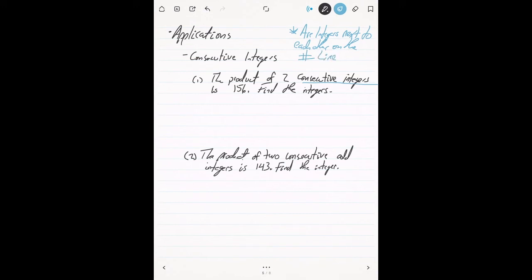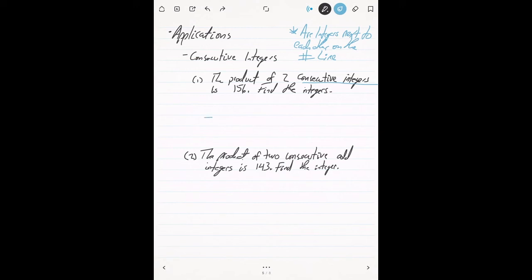So we need to find 2 numbers next to each other on the number line that get us 156. Now that's a fairly small number. We could probably go and just grab a calculator and start testing. But the real reason of what we're trying to do here is trying to come up with an equation for solving this, or trying to come up with a model for what's going on.